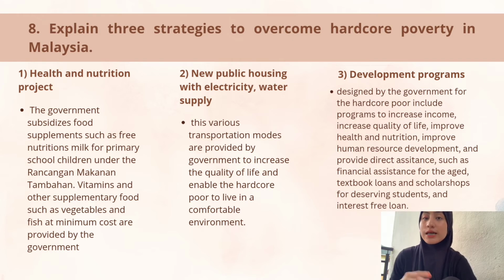Development programs designed by the government for the hardcore poor include programs to increase income, increase quality of life, improve health and nutrition, also improve human resources development, and provide direct assistance such as financial assistance for the aged, textbook loans, and scholarships for the deserving students, and interest-free loans.